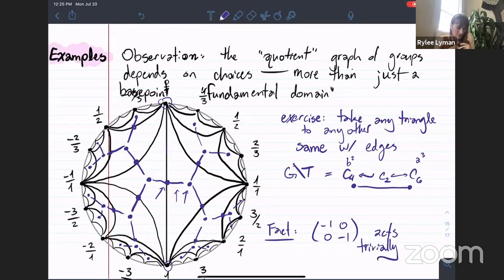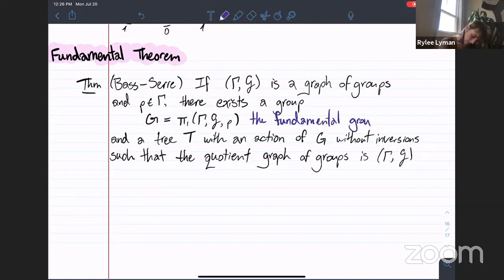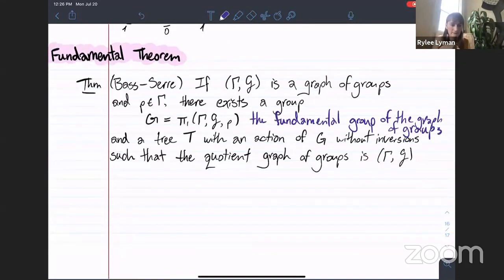But for now, let me just state the main theorem that we will get familiar with tomorrow, get very comfortable with. So the fundamental theorem of Serre theory says the following thing. If you have a graph of groups, so I have my gamma and I have my G, and I choose a point in the graph, then there's a group, the fundamental group of the graph of groups. There's a choice of base point because it really is a fundamental group. We'll think about it in terms of loops. And there's a tree T with an action of G on T without inversions, such that the quotient graph of groups is the graph of groups that I started with.